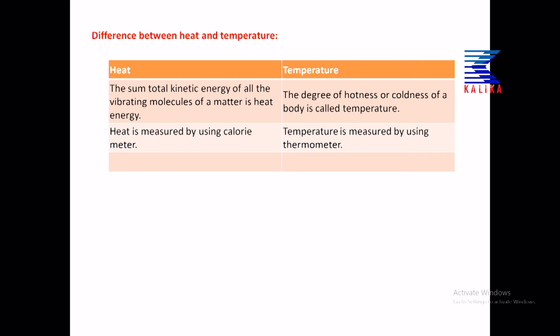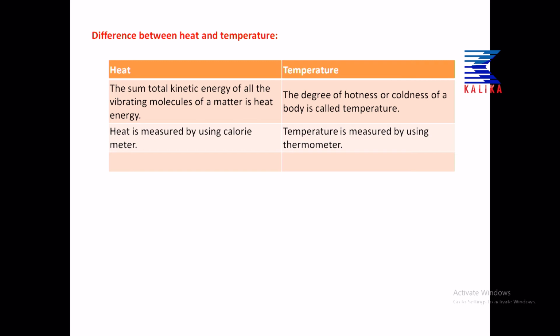The average sum of total kinetic energy of the vibrating molecules is defined as temperature too. Heat is measured using a calorimeter, the instrument used for measurement of heat energy. Similarly, temperature is measured by a thermometer.